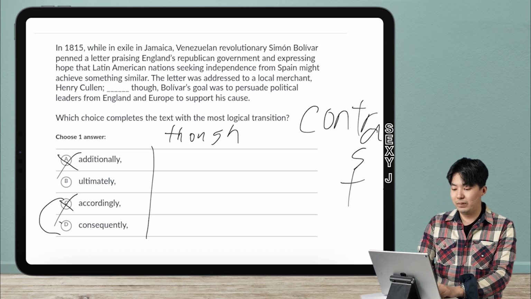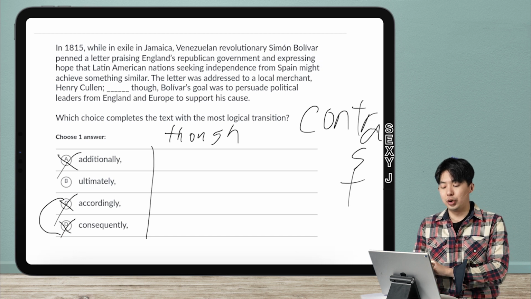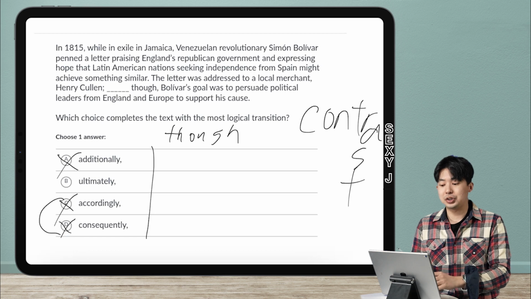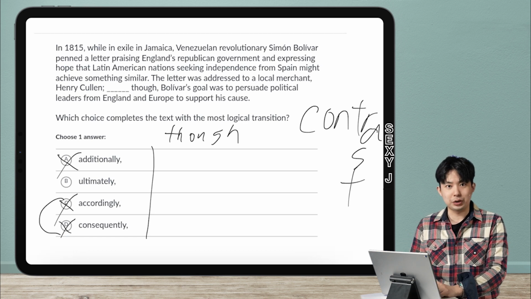Therefore, you might not be sure of what ultimately does, right? What kind of transition is that and whatever, but it doesn't even matter. Because I saw the word though, so I know it's a contrast question. And A, C, and D, they cannot be contrast, so they are out. So our answer here is B, ultimately.